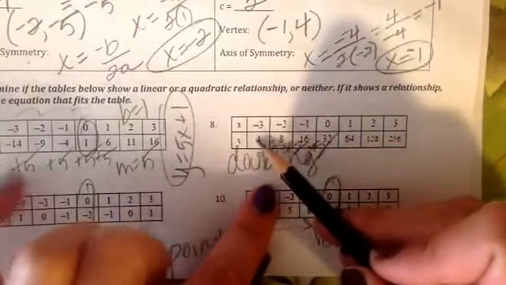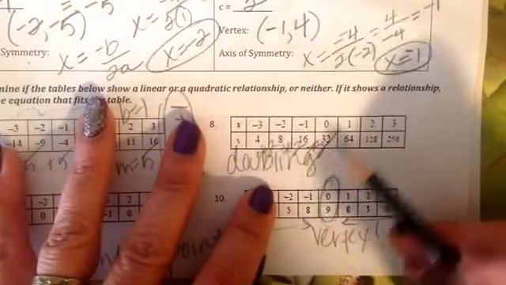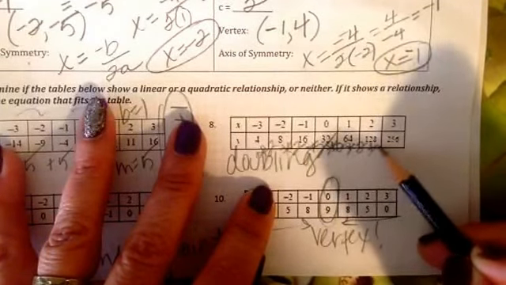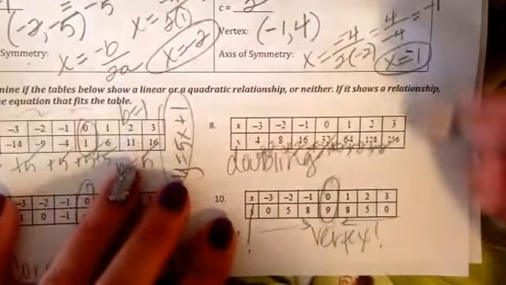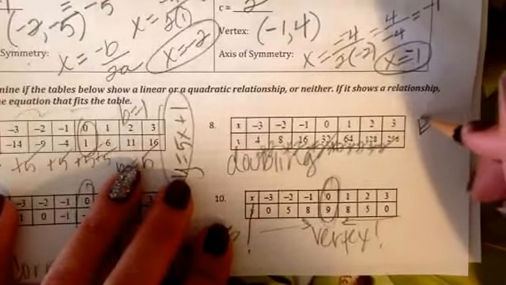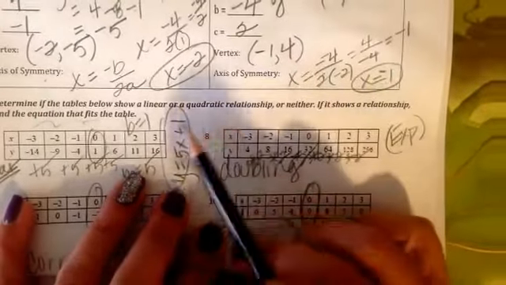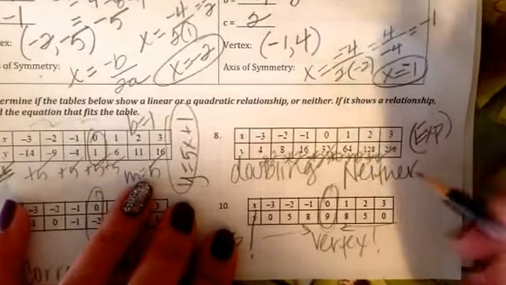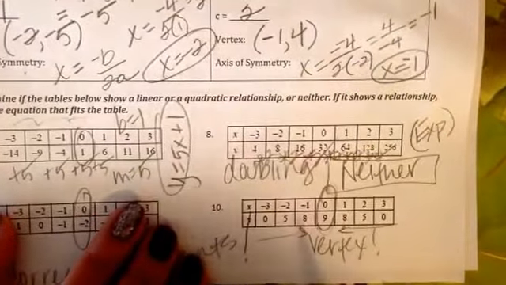For number 8, I noticed that this relationship is actually doubling. It's multiplied by 2 as X is going up by 1. Every value is 2 times its previous. This is actually an exponential. I'm going to put that in parentheses. But the question is, is it linear, quadratic, or neither? So in this case, I'm just going to say it's neither. That doubling idea comes from an exponential relationship.